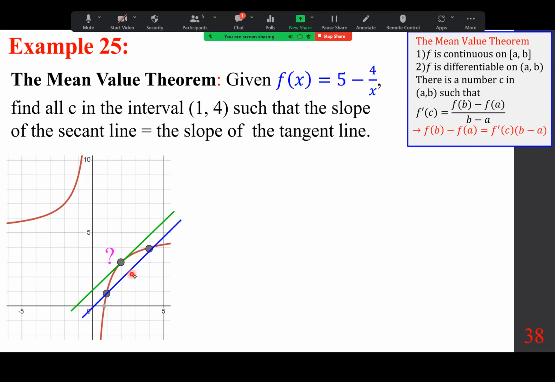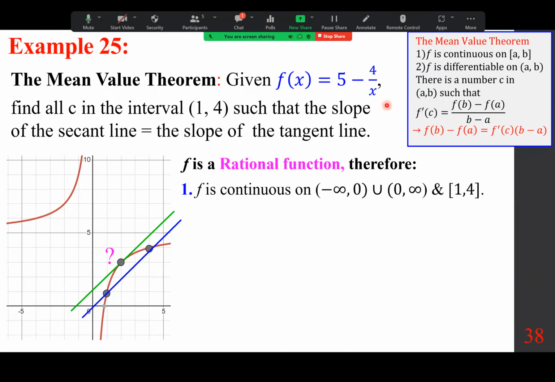So let's go over the process. This is a rational function, which means the domain is all real numbers except 0, because x equals 0 makes this fraction undefined. It's continuous from negative infinity to 0, union 0 to infinity, and that makes it continuous in the given closed interval of 1 to 4. And it also makes it differentiable in the open interval of 1 to 4.